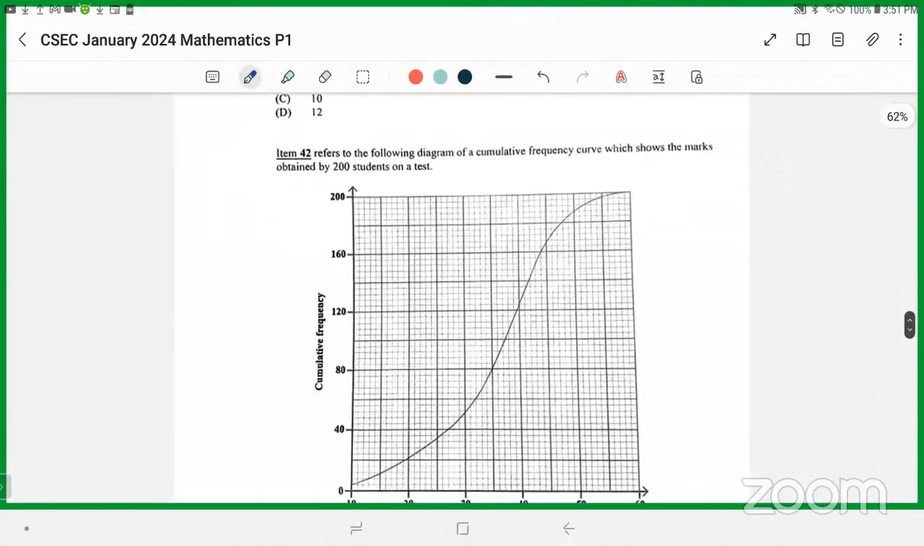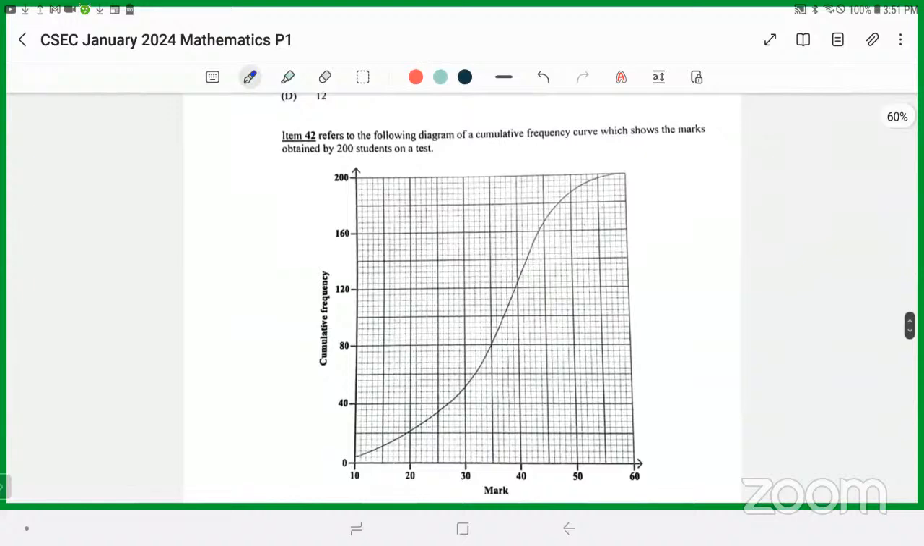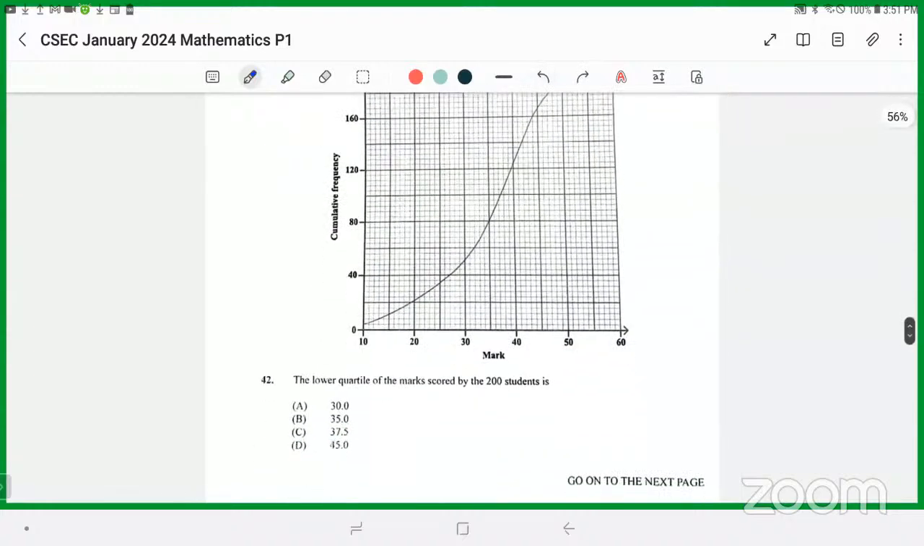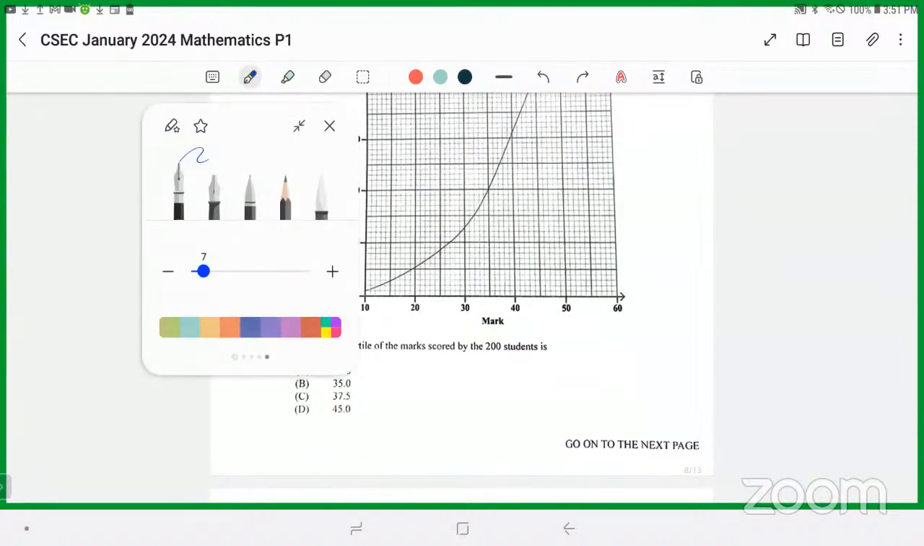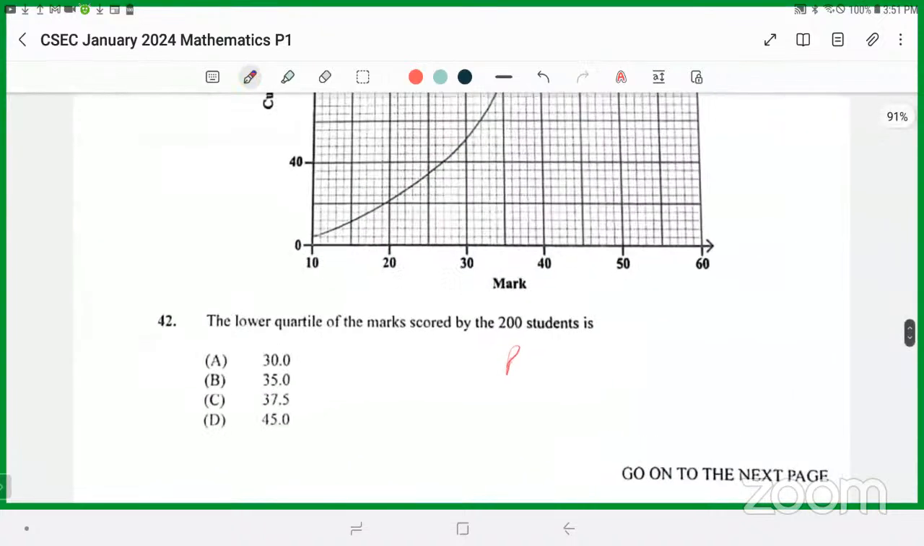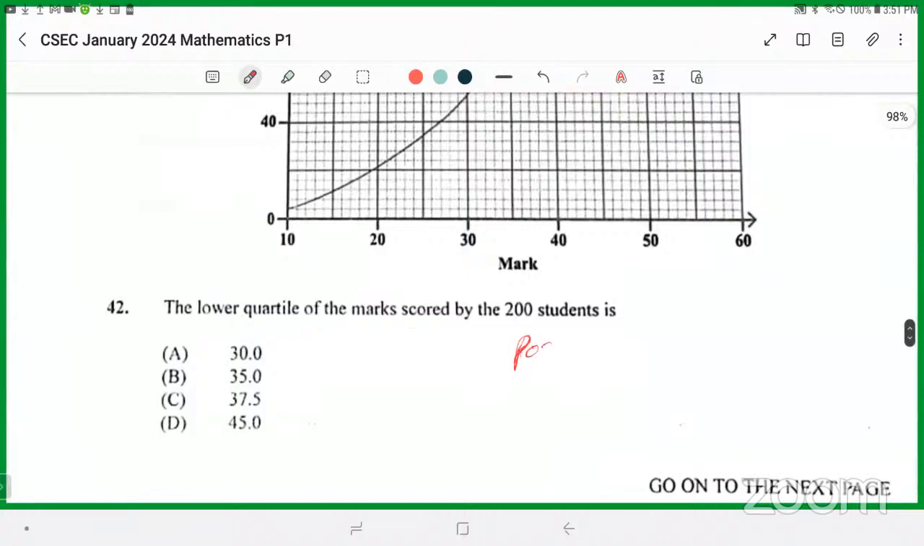This question refers to the diagram of the cumulative frequency curve, which shows the marks obtained by 200 students in a test. It says the lower quartile mark of 200 students is what? So the lower quartile is 1/4. The position of the lower quartile, let's zoom it up. Position of Q1 is 1/4 of 200.